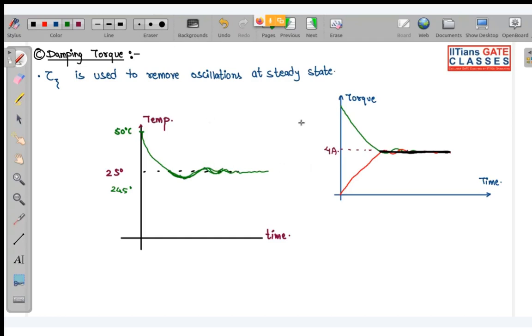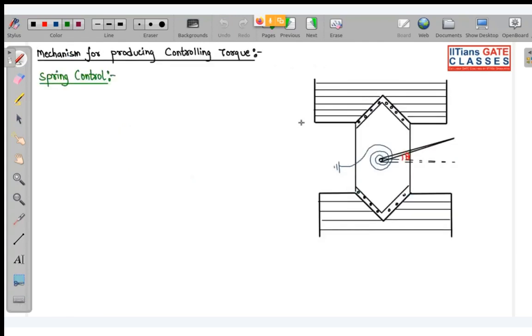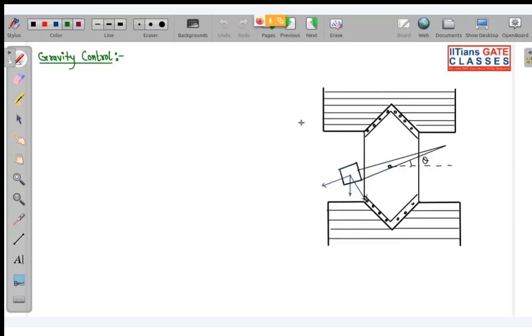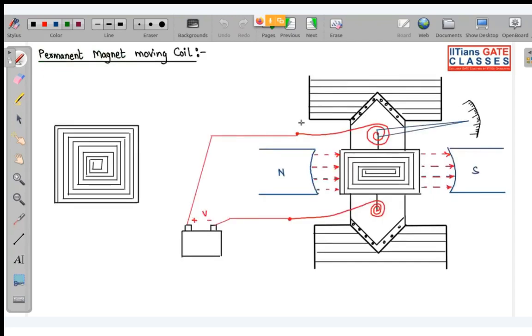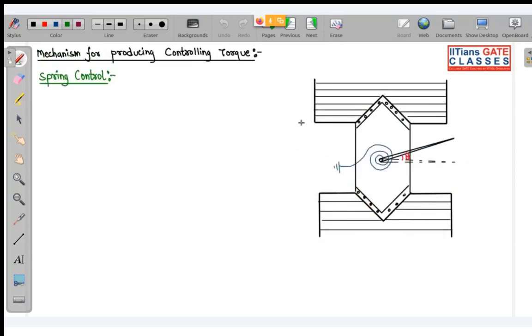Okay, so when we study your basic instrument, at that time we are going to see all these torques. First, few questions have been asked from your controlling torque. In a basic instrument there are two types of controlling torque. One is your spring control, another is your gravity control. So what happens in spring control? In spring control, the controlling torque is provided by the spring. We have a spring connected. So this is your mean position of the needle.